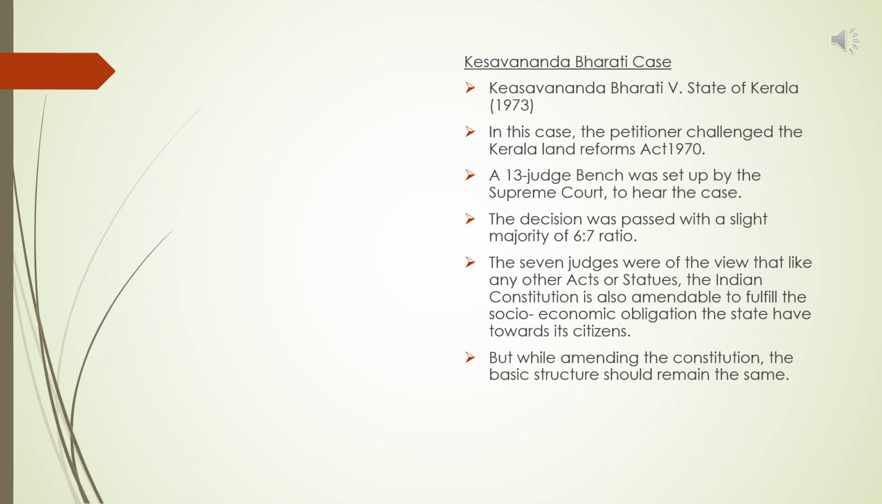Now comes the Keshavananda Bharati case. It's really an important case, Keshavananda Bharati versus State of Kerala, and the judgment was passed in 1973. In this case, the petitioner challenged the Kerala Land Reforms Act 1970, and the Supreme Court constituted a 13-judge bench, a large bench itself, to hear the case. The decision was passed by a very slight majority, that is 7:6 ratio. And the 7 judges had a view that, like any other act or statute, the Indian Constitution is also amendable to fulfill the socio-economic obligations the state has towards the citizens.